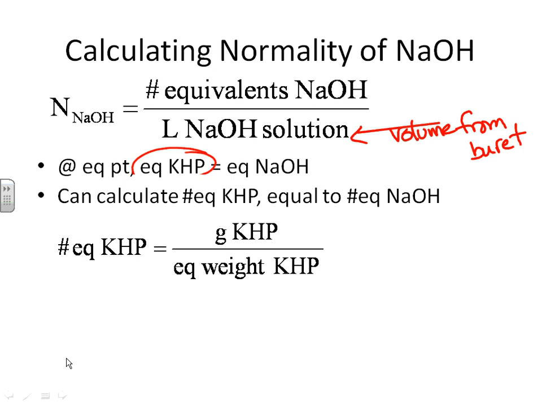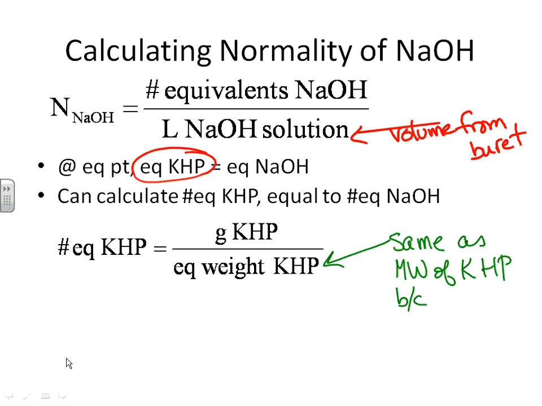Here's the thing. The equivalent weight of KHP is going to be the same as the molecular weight of KHP. The reason that it's going to be the same is that KHP has one equivalent.